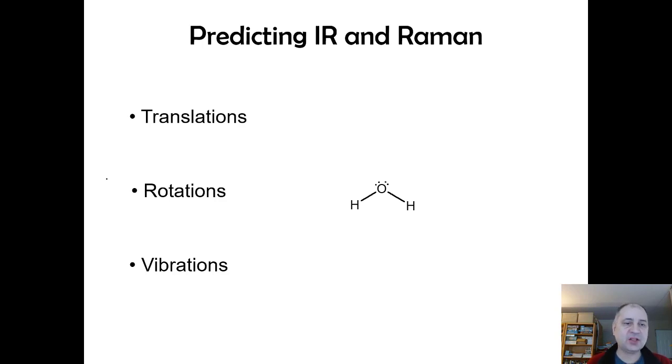So translations are movement in a straight line, and so we have x, y, and z coordinates. So this water molecule can either move in the x direction here, or the y direction, or the z direction. So every molecule, whether it's linear or bent, has 3 translations. Let's keep that in mind. For rotations, we have 1 less rotation for linear molecules.